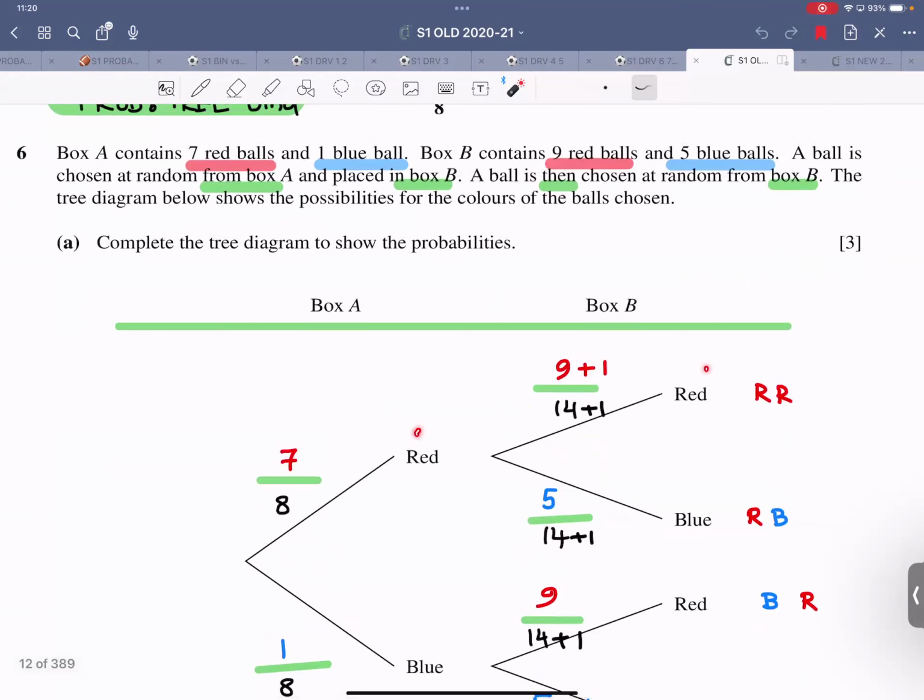Red and then another red. That means initially there were 9 red. 1 red is transferred. So 9 plus 1 becomes 10. This 5 is the same as before. Why? Because the red was transferred, blue remains unchanged.